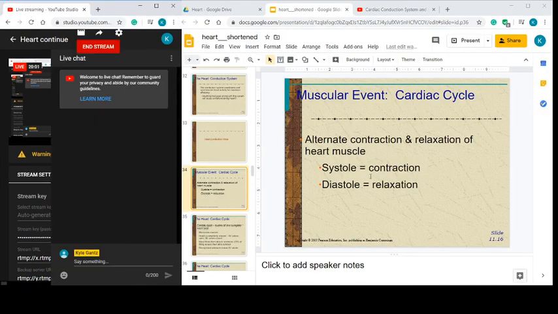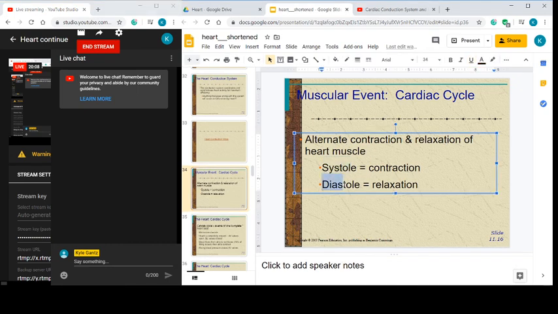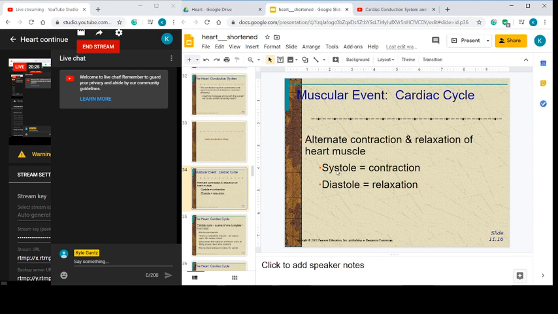Anyway, so when we talk about contraction and relaxation, we talk about systole and diastole. Contraction and relaxation. So when we talk about doing blood pressures, like 120 over 80, 120 is your contraction pressure and 80 is your relaxation pressure. So systole is when either the atria or the ventricle will be in contraction, and diastole is when it will be relaxed.